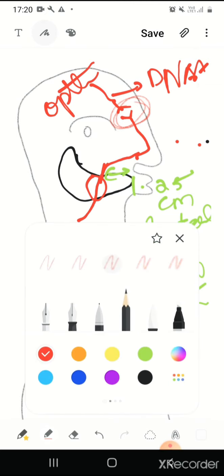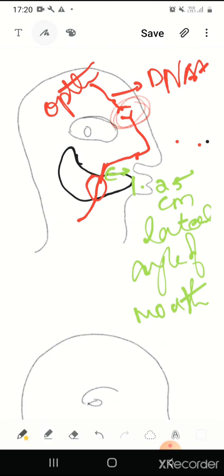This is the eye of that person. Okay, I'm very poor in drawing diagrams, but I guess you guys are able to understand. At the medial angle of the eye, this will anastomose with the dorsal nasal branch of the ophthalmic artery, and thus the facial artery ends there.